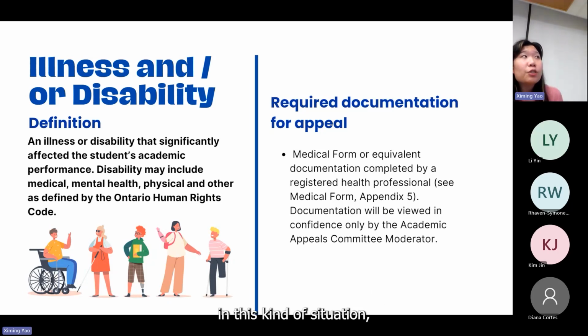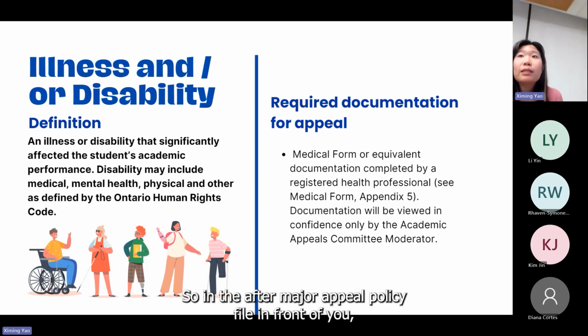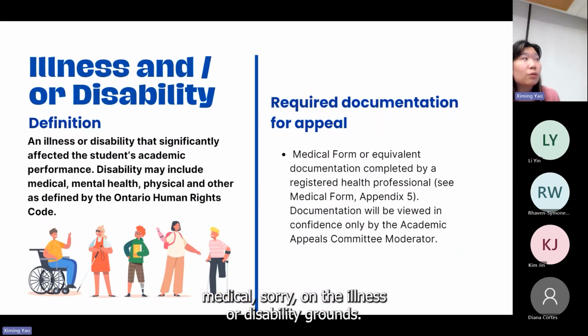In this kind of situation, provide a medical form or equivalent documentation completed by a registered health professional. In the academic appeal policy file in front of you, you can turn to Appendix 5, where you can find a medical form. This is the medical form that students will fill out if they need to appeal on the illness or disability grounds.